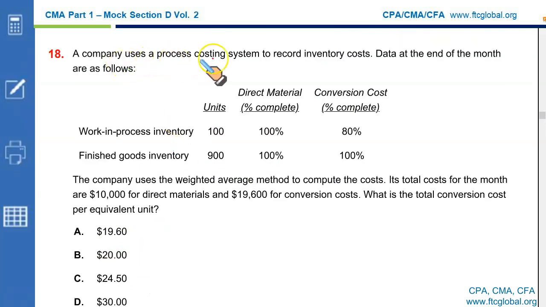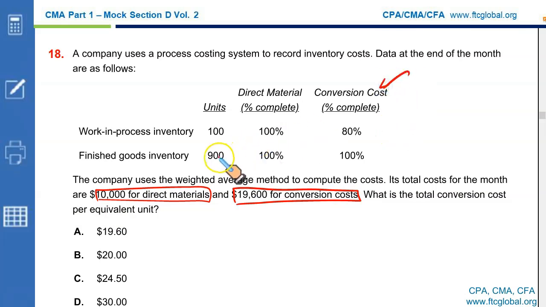A company uses a process costing system to record inventory cost data at the end of the month. Work in process inventory is 100 units, which are 100% complete with regard to material and 80% complete with regard to conversion cost. Finished goods inventory means it's totally complete with regard to material and conversion cost. The company uses the weighted average method to compute the cost. Its total costs for the month are $10,000 for direct material and $19,600 for conversion cost. What is the total conversion cost per EUP?